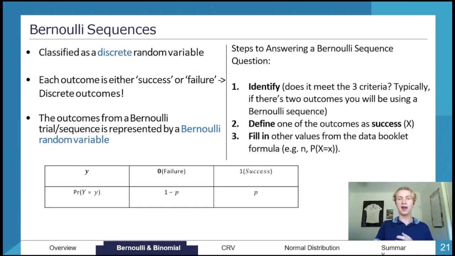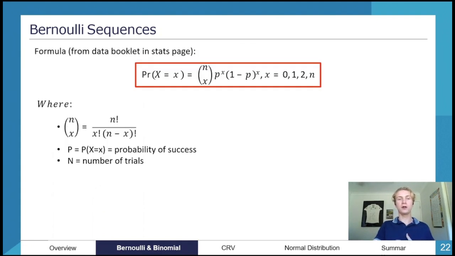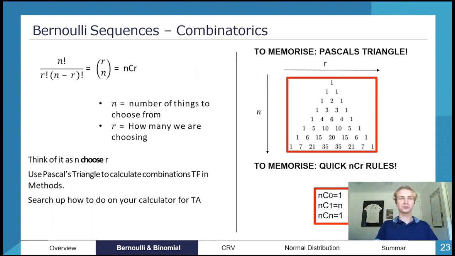So you would identify, is it a Bernoulli sequence? Yes. Define one of the outcomes as success. Then you fill in these values, for example, the number of trials n, x, the number we're interested in, and the probability of x as well. Okay, so Bernoulli sequences, combinatorics, you should have learnt this in year 10, but different schools are different.